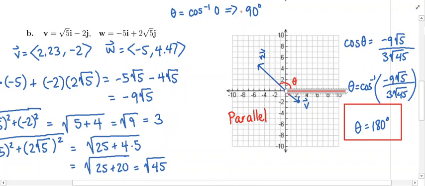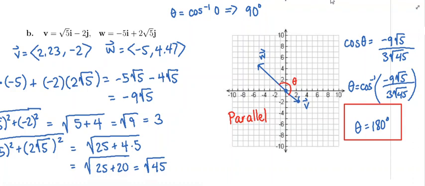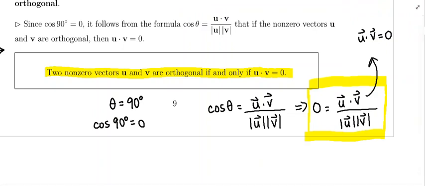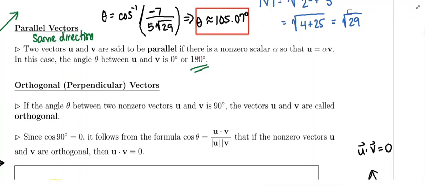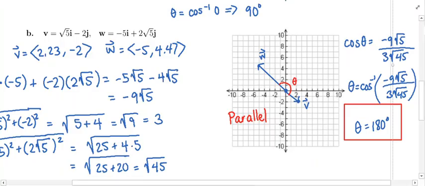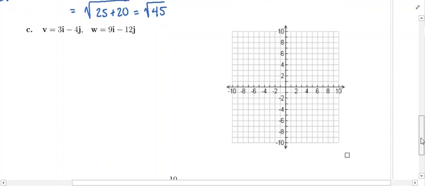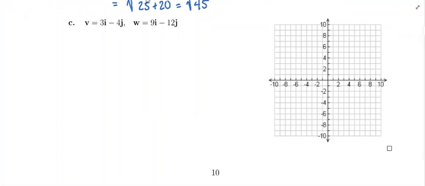If you go back to the definition of parallel vectors, on page 9, two vectors are considered to be parallel if there's a scalar that exists so that you can do scalar multiplication on one of the vectors and get the other. Also, two vectors are said to be parallel if the angle between them is either 0 degrees or 180 degrees. These two vectors have 180 degrees between them, so we do have parallel vectors. All right, let's take a look at part C.